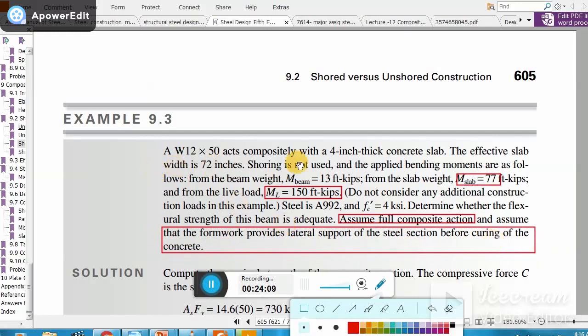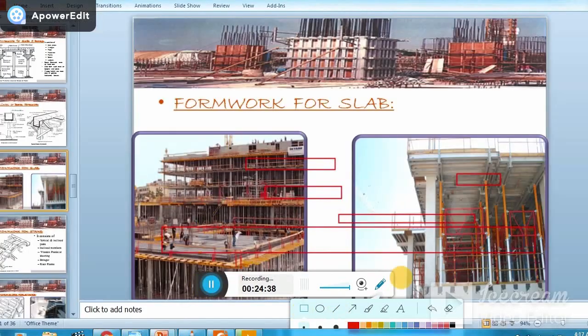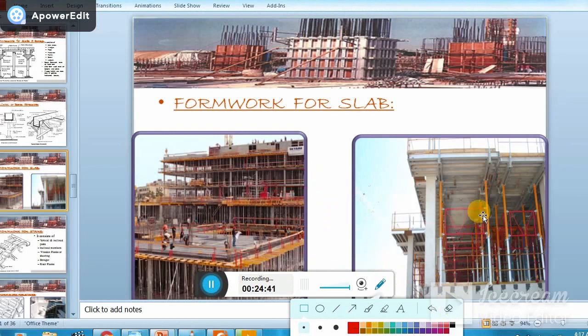What it means is that here they say shoring is not used, and here that the formwork provides lateral support of the steel section before covering of the concrete. This point is very important. You don't need to be confused by this one. Clear? Shoring is something different, but formwork is something different. If I show you in these slides, the difference is, you see, these vertical supports are basically shoring. These vertical supports are basically shoring.